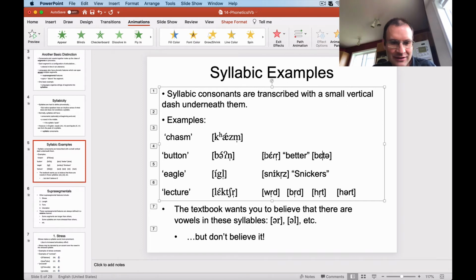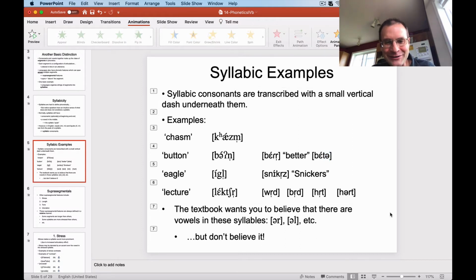Beta, like that. So this is the British way of saying this word, beta, and this is the North American way, better. There's differences not only in the middle consonant here, but they don't have a syllabic R in British English. They just have the schwa.